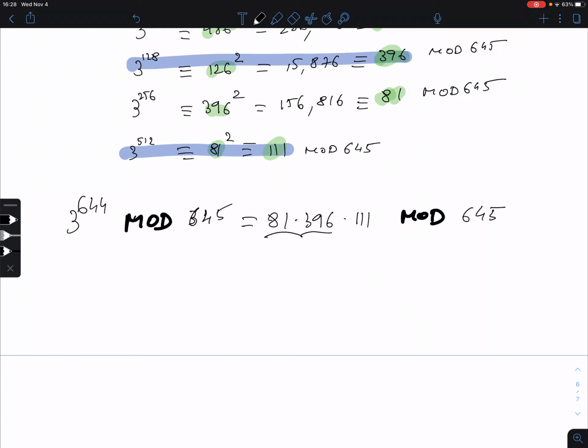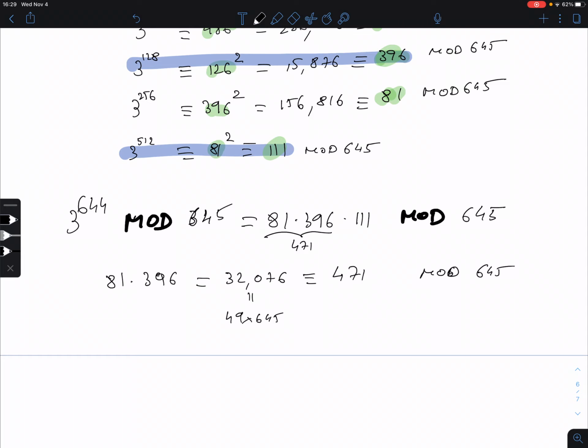at a time. So what I calculate is first 81 times 396, which is 32,076. And now I have to calculate what this is mod 645. That calculation is not in the textbook, so I have to do it slightly differently than the textbook. This number is 49 times 645, and the remainder of 32,076 is then 471. I hope I did this correctly.